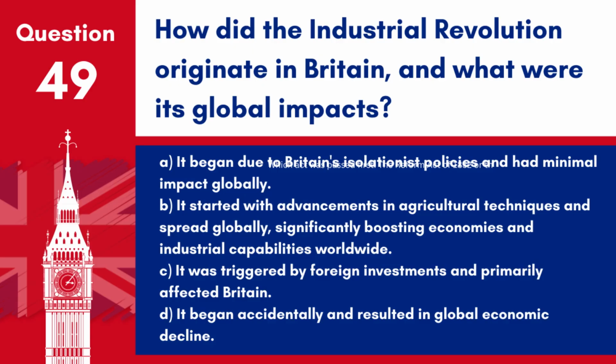Answer: B. It started with advancements in agricultural techniques and spread globally, significantly boosting economies and industrial capabilities worldwide. The Industrial Revolution began in Britain in the late 18th century, driven by innovations in textiles, steam power, and iron making, and had profound effects on global economic structures, urbanization, and society.